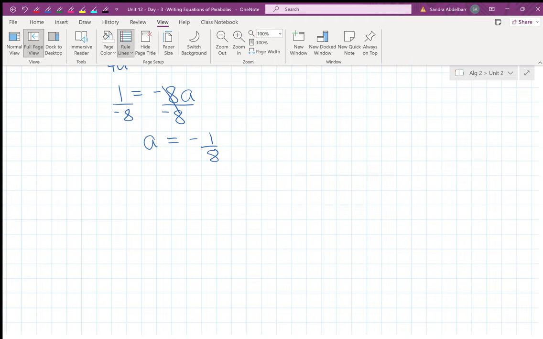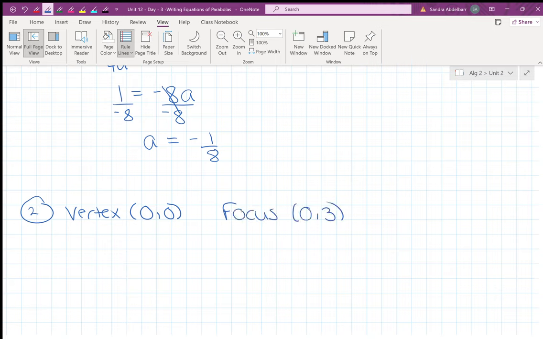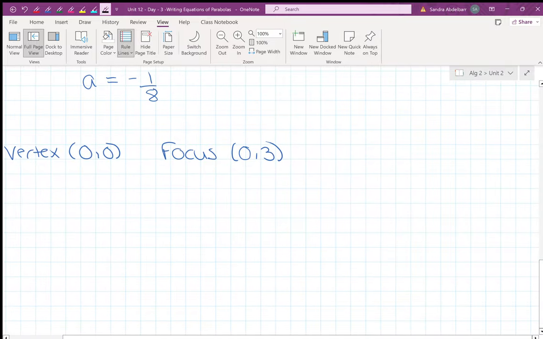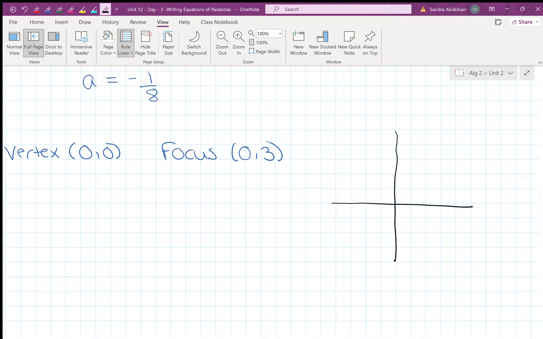All right, so now we're going to say we have a vertex at 0, 0. I have a focus at 0, 3. And I think that's it. Once again, if you want to do a sketch to get a visual, if you're not sure if you can visualize it, you do not have to do a sketch. But if you want to get a visual to decide if it's a vertical parabola or a horizontal one, you can. So here's V, here's my vertex, and then our focus is 0, 3. So I'm going up 1, 2, 3.